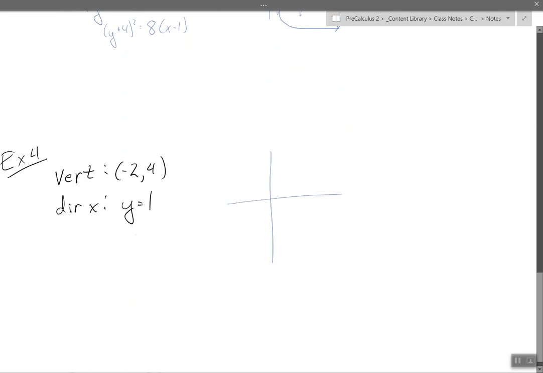Okay, so the vertex is at -2, 4. That's approximate, but that's the vertex. And then the directrix is the line y equals 1. So that is a horizontal line, y equals 1. So we should be able to determine which direction this opens. Take 2 seconds, think about it in your head. This is going to open up.